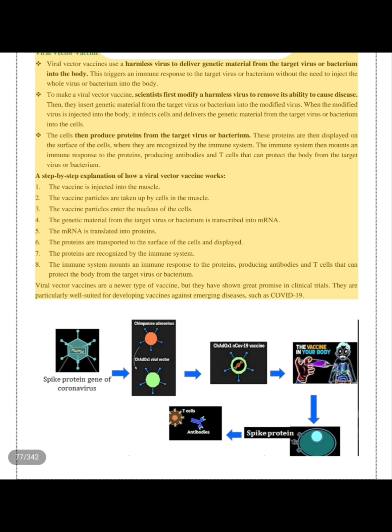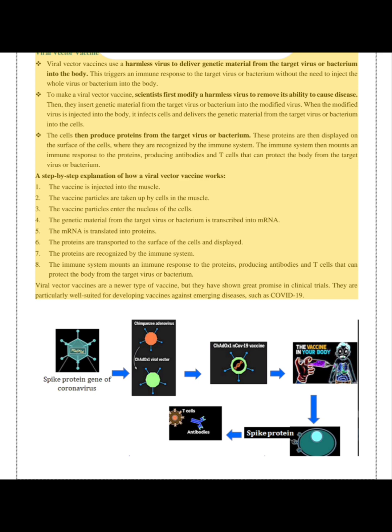Viral vector vaccine working mechanism. Viral vector vaccines use a harmless virus to deliver genetic material from the target virus or bacterium into the body. This triggers an immune response to the target virus or bacterium without the need to inject the whole virus or bacterium into the body. To make a viral vector vaccine, scientists first modify a harmless virus to remove its ability to cause disease. Then, they insert genetic material from the target virus or bacterium into the modified virus. When the modified virus is injected into the body, it infects cells and delivers the genetic material from the target virus or bacterium into the cells.